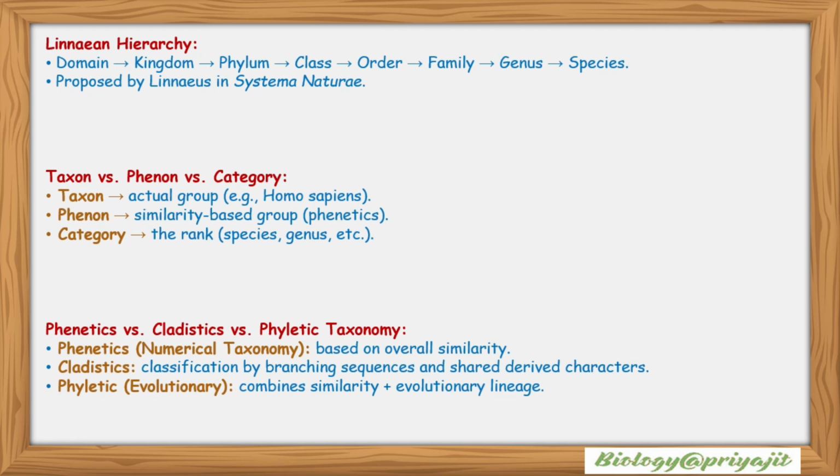So in today's lecture we understood how life is classified from domains and kingdoms down to species, and how taxonomy, systematics and nomenclature help maintain order in biology. Remember, taxonomy provides the names, systematics explains the relationship.